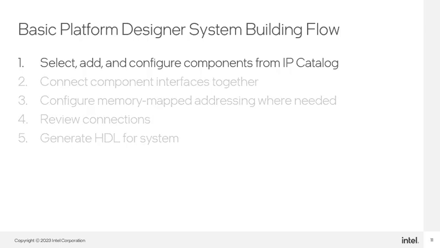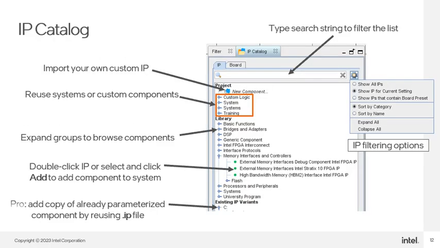Let's start with selecting and configuring components from the Platform Designer IP catalog. The IP catalog lists the IP and subsystems that are detected by the tool and can be added to your current Platform Designer system. IP are listed under the Library section, and subsystems are listed under the Project section. Any custom IP or components available will also be under the Project section.